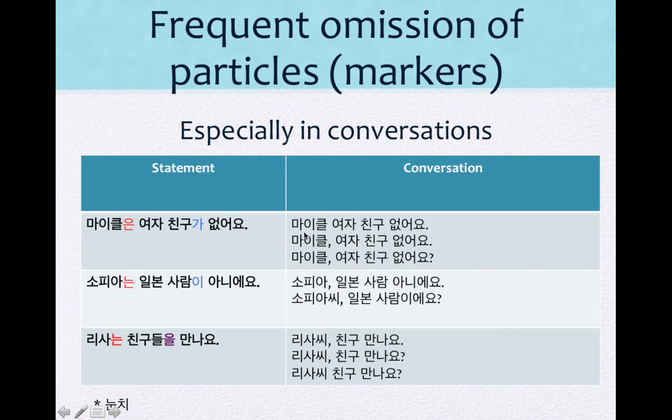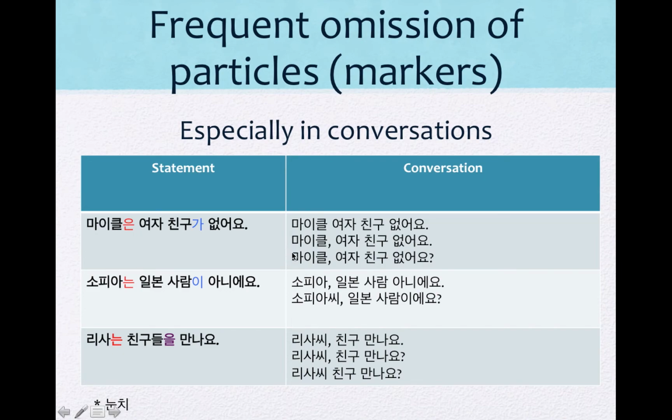Context is everything. It can be interpreted at least two ways. 마이클 여자친구 없어요. That could mean Michael doesn't have a girlfriend. It could also mean Michael's girlfriend is not here. So, there's a price to pay for dropping the particles. There is a chance that you might be misunderstood. You just need to hope that your listener understands the context.